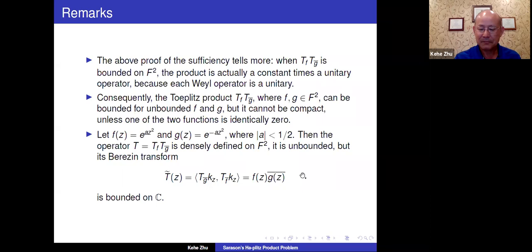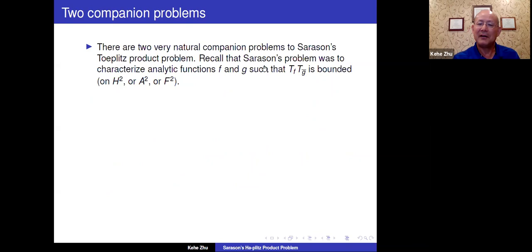All right, so that's the situation for Sarason's original problem for the Toeplitz product on the Hardy space, the Bergman space, and the Fock space. And again, to summarize, on the two classical spaces, H2 and A2, the conjecture was false, and on the Fock space, the conjecture is actually true.